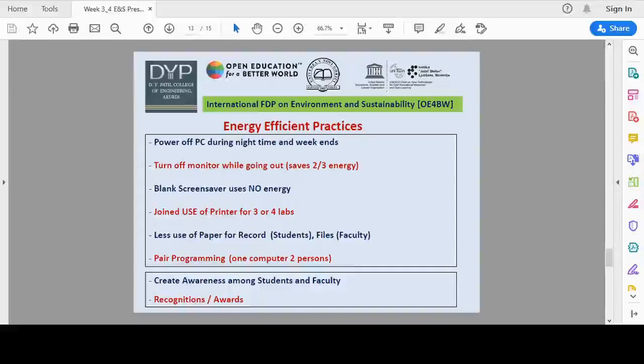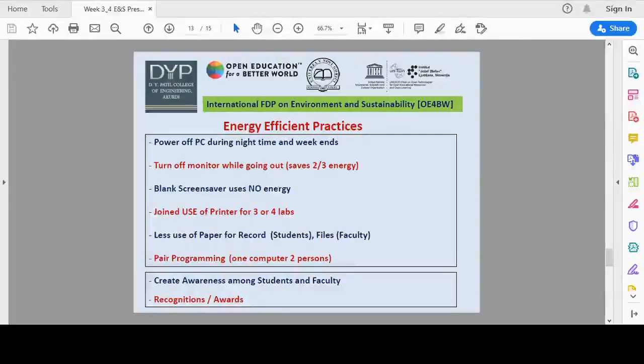Power off the PC during night time and weekends. Turn off the monitor while going out. It saves two-thirds of the computer's energy. A blank screensaver uses no energy. Joint use of printers for 3 to 4 labs can be recommended. Less use of paper for records by students and for file maintenance by faculty. Pair programming can be insisted upon among students during their lab sessions. One computer can be used by 2 persons.